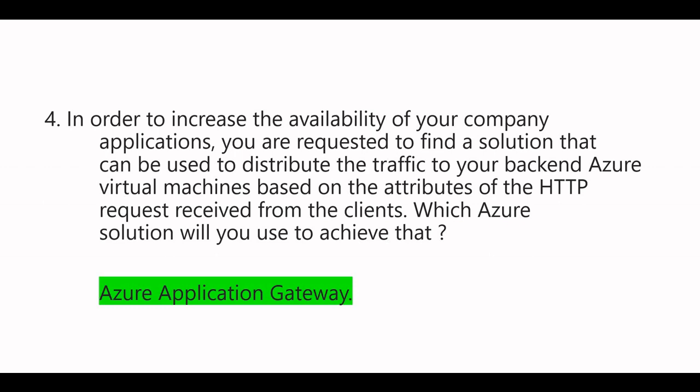Even in one of my interviews, it was asked, what is the difference between Azure Application Gateway and Azure Load Balancer? Both are basically used to distribute our traffic to the backend virtual machines. Both are used as a high availability solution. By high availability solution, I mean if one of the VMs goes down, then another VM will be there to serve the traffic.